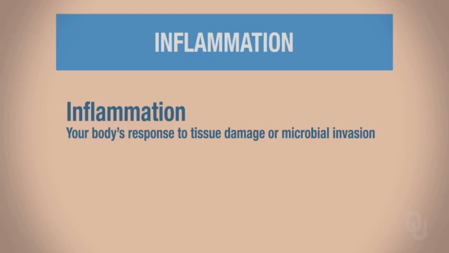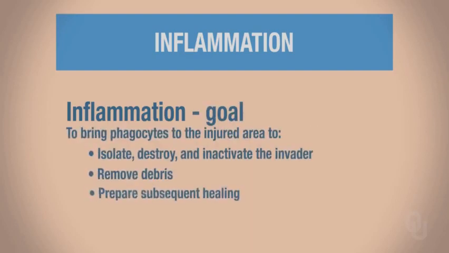So the goals of inflammation are listed here for you. You want to bring phagocytes to the injured area because if you can control those invaders at the area that they've invaded, then they can't spread throughout the body. You want to stop them there. So if you can bring those phagocytes to the injured area, you can destroy, inactivate invaders, you can remove any kind of cellular debris, and you can start preparing for healing.